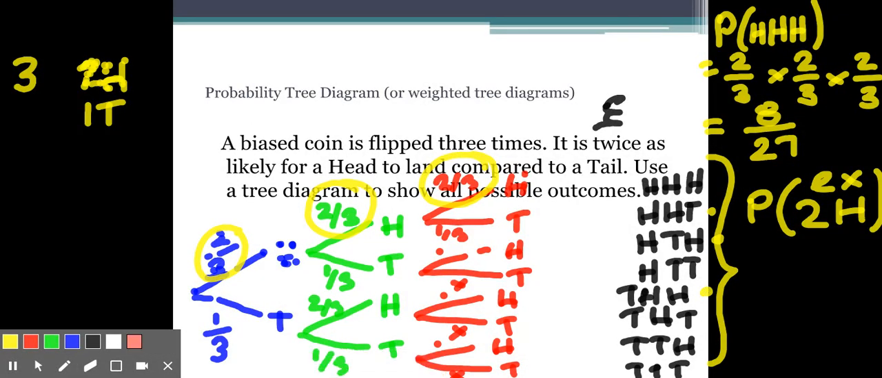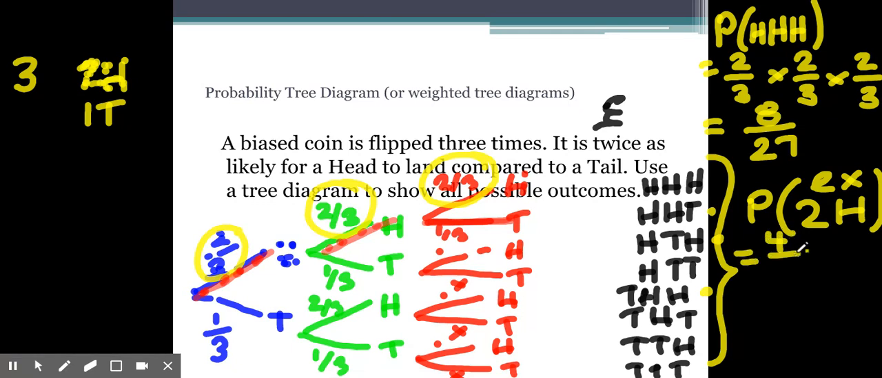So to get head, head, tail, I have to go head, probability of head is 2/3, probability of another head is 2/3, and the probability of a tail is 1/3. So 2/3 times 2/3 times 1/3, which is going to be 4/27, plus. Now I have to find the probability of getting head, tail, head.